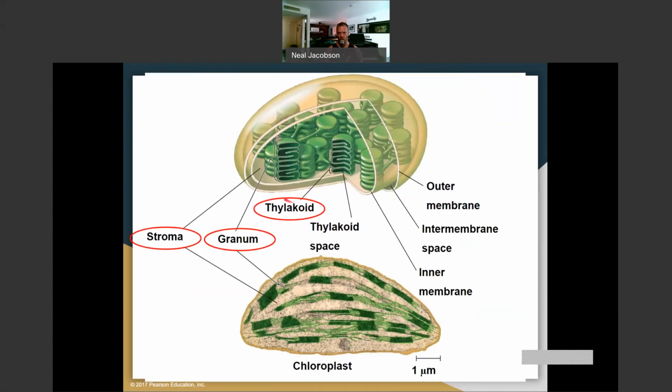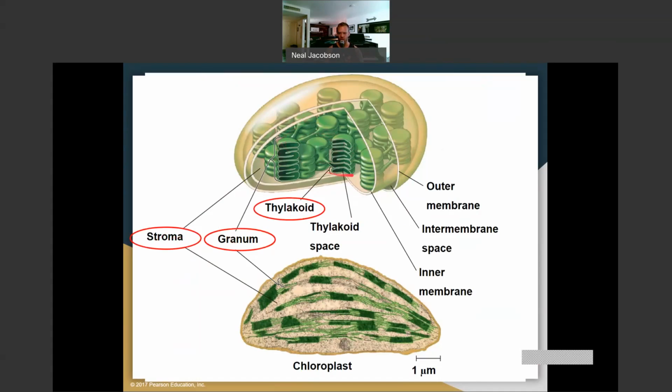That represents a thylakoid. And if you look, a whole stack of these endomembrane structures, a whole bunch of them stacked on top of each other, makes a granum. So thylakoids are stacked on top of each other to make a granum. And then they're surrounded by this liquid in the middle of the chloroplast called the stroma. Those are the three terms I want you to know.